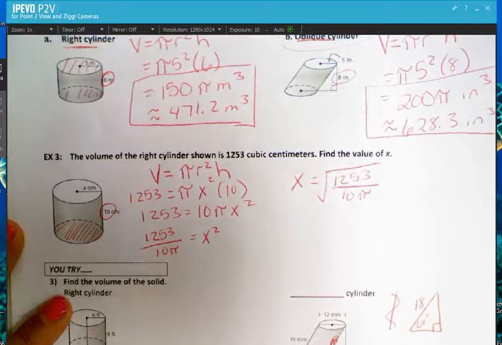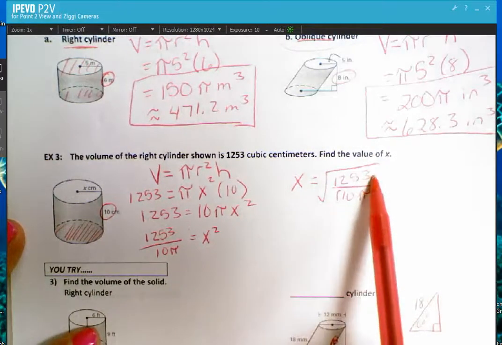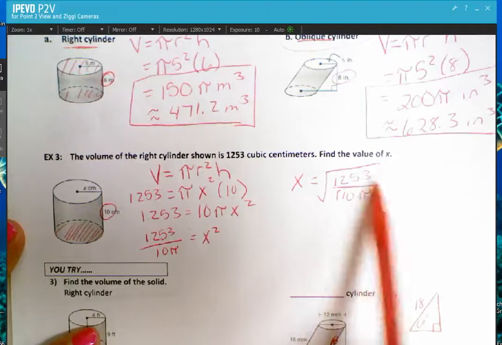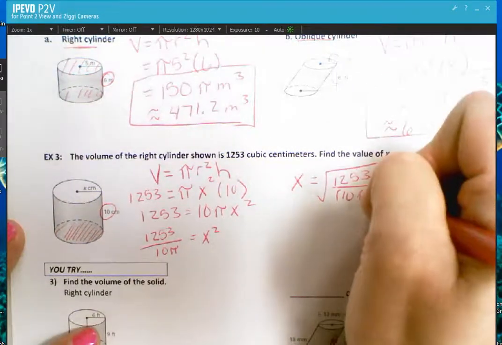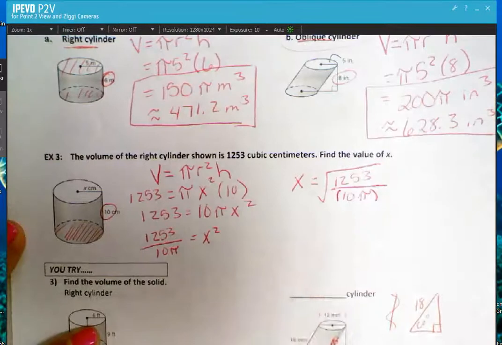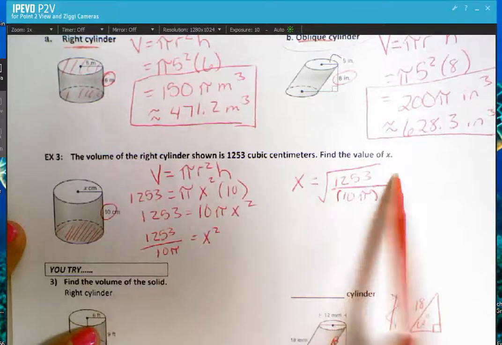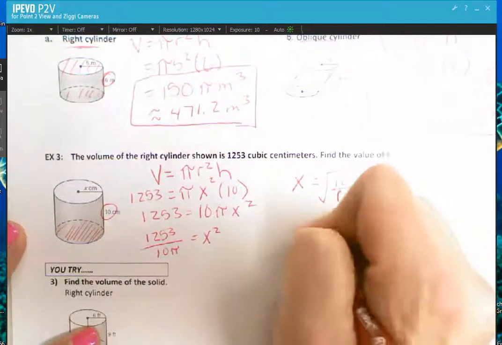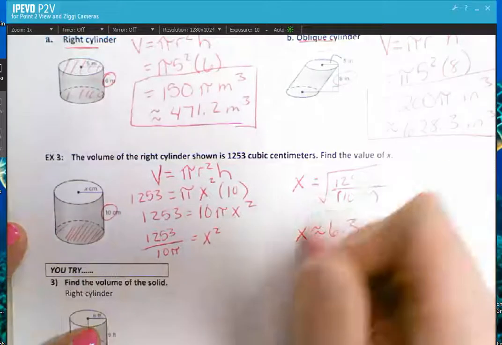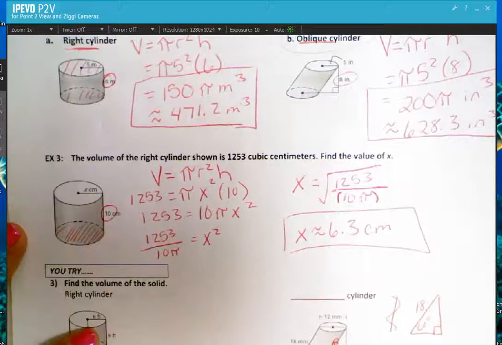When I put this in my calculator, be careful, because of order of operations. If I just put in 1253 divided by 10 pi, that would be 1253 divided by 10, and then multiply that result by pi. We don't want that. We want to divide 1253 by 10 pi. So I need to put these in my calculator like this. But otherwise, I can put it all in one step, and your calculator is going to approximate it as 6.3, and my unit is centimeters. It's not centimeters cubed because I'm looking for one piece of the volume.